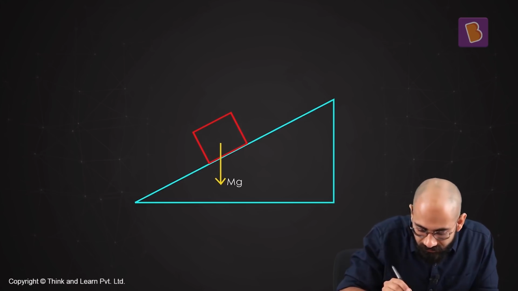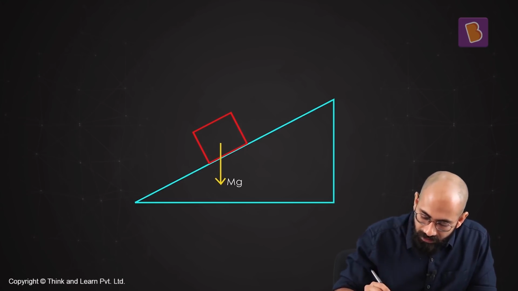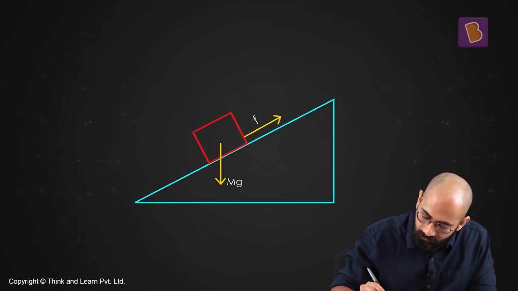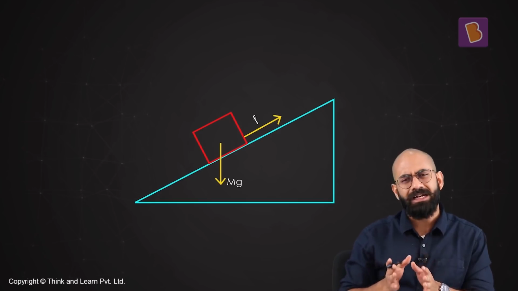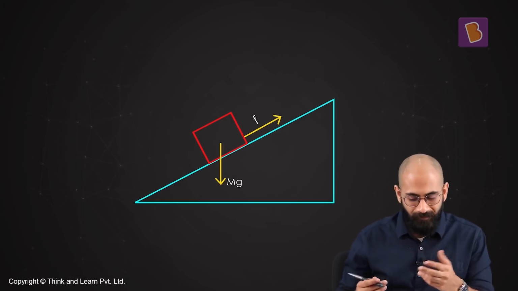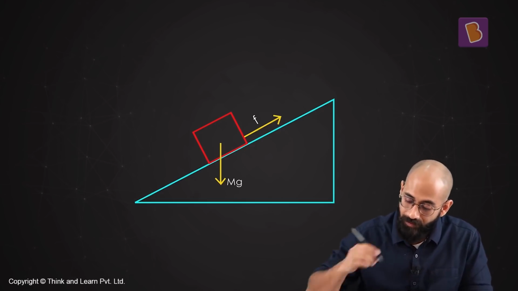And let's say there's friction. And that friction is preventing this from moving. So let's say it's acting in this direction. Let's say denoted by small f. Now it becomes complicated because these are in different directions. So to simplify things, we resolve these forces.